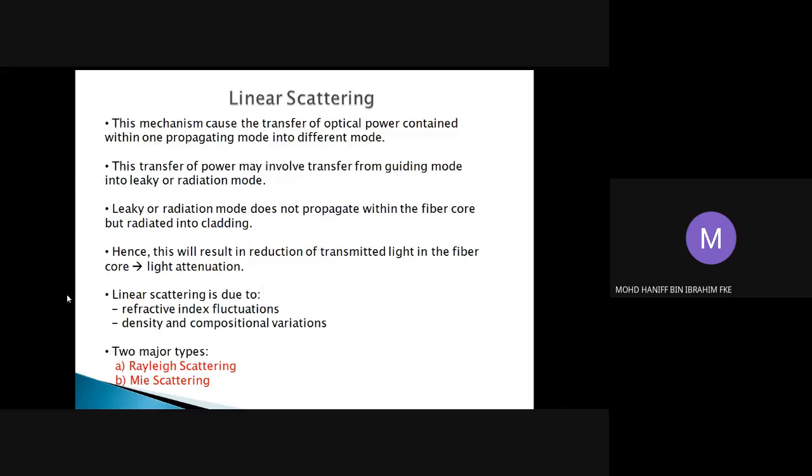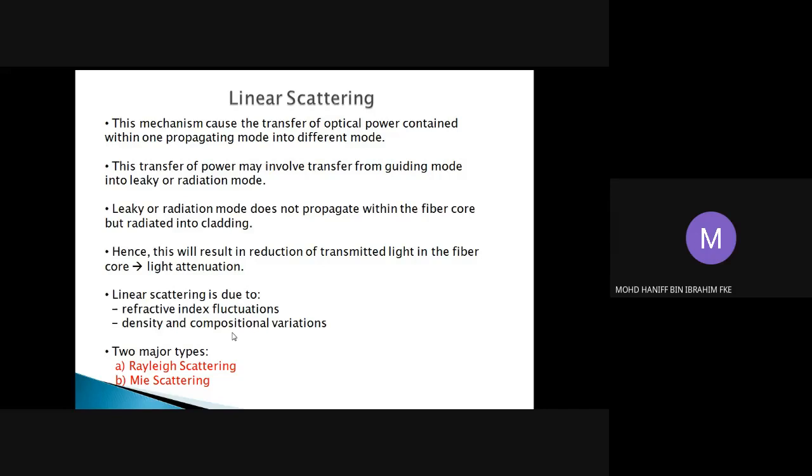Okay, hopefully you understand. The effect of refractive index changes will also give rise to what we call linear scattering. Also related to it, we have density and compositional variation, which is related to the structure, or I can say the molecular structure of the material. So it's interrelated between the refractive index fluctuations and density and compositional variations.